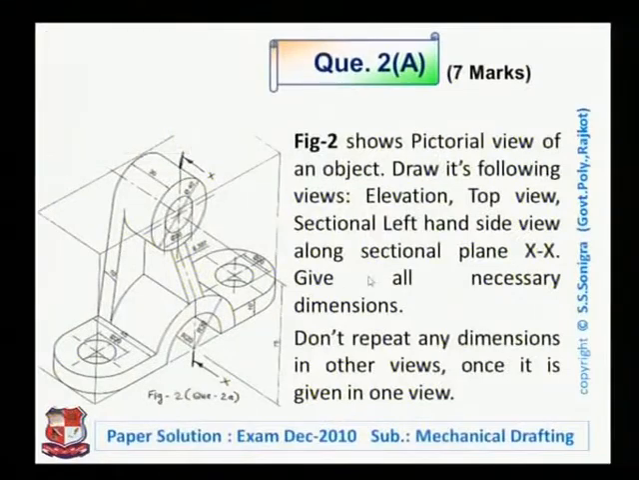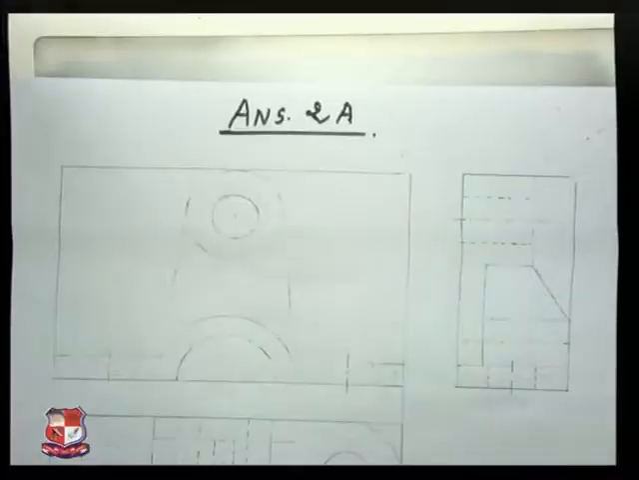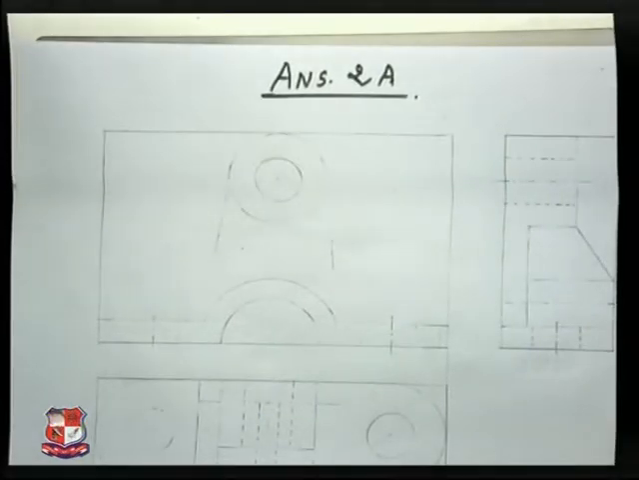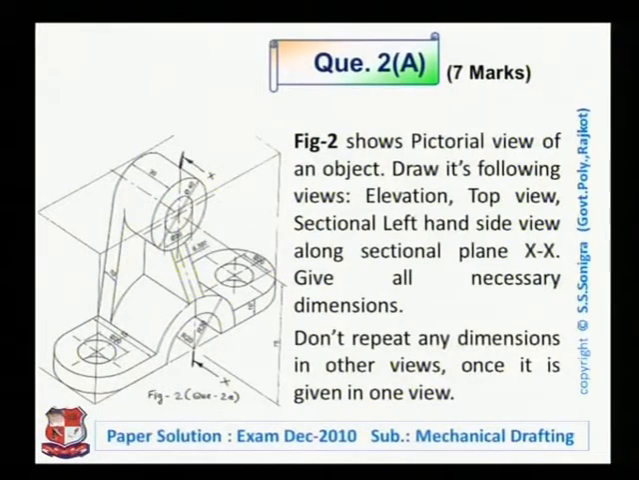Next question, question number 2A, asked for 7 marks. This object is given like this. Figure 2 shows the pictorial view of an object. Draw its following views: elevation, top view, sectional side view, sectional left hand side view, along sectional plane XX.